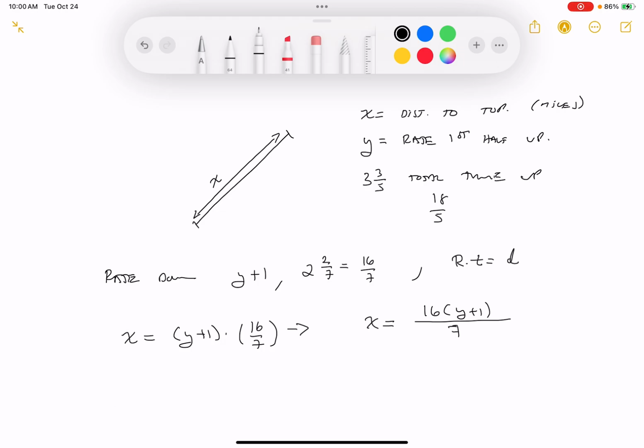And I know on the first half of the trip, I don't know what his time is, by the way. So in the first half up.